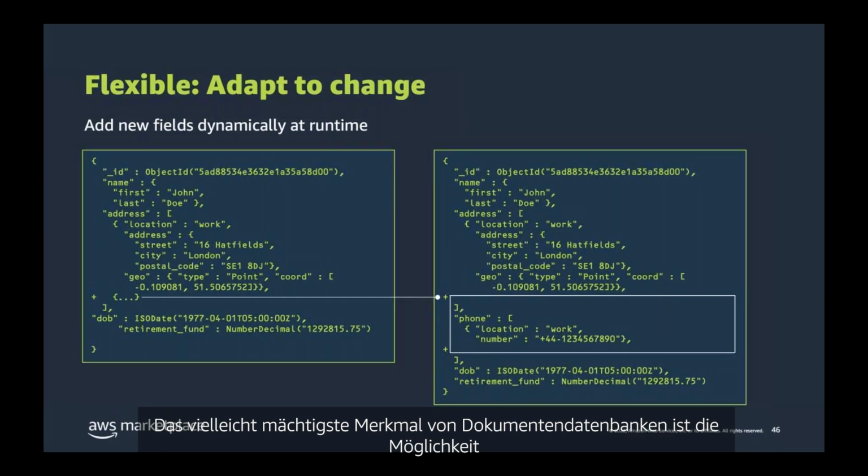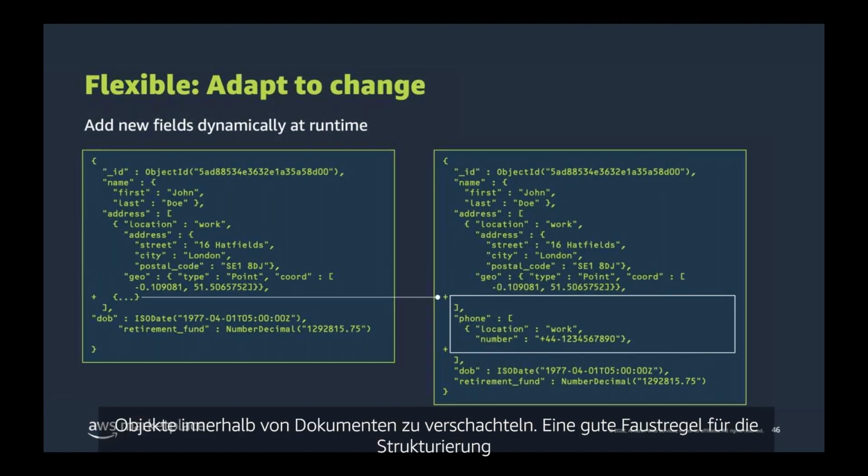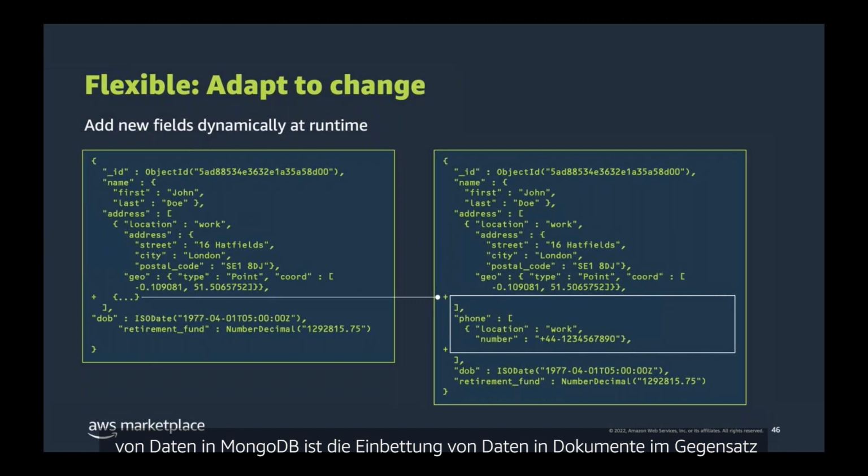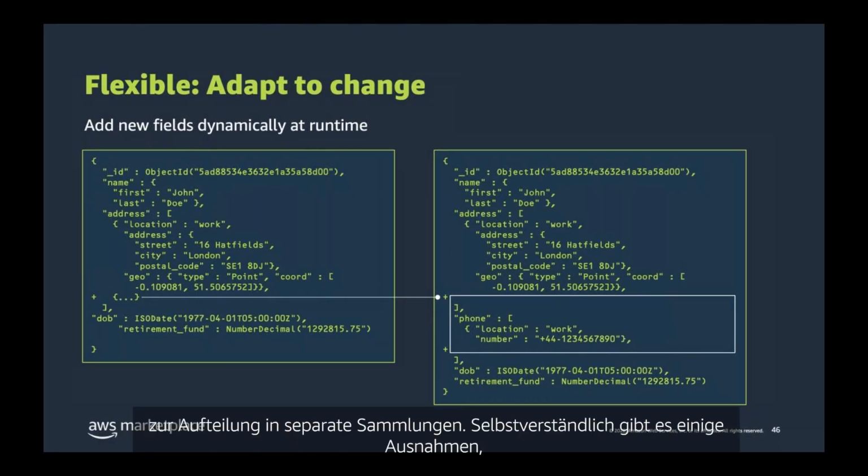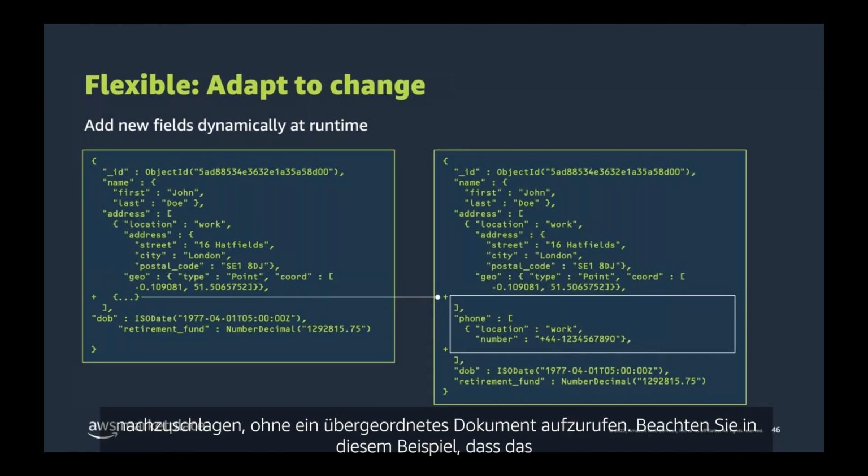Perhaps the most powerful feature of document databases is the ability to nest objects inside of documents. A good rule of thumb for structuring data in MongoDB is to prefer embedding data inside documents as opposed to breaking it apart into separate collections. There are, of course, some exceptions, such as needing to store unbounded lists of items or needing to look up objects directly without retrieving a parent document.